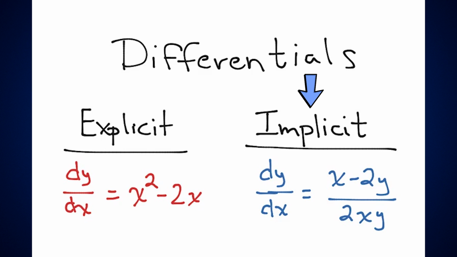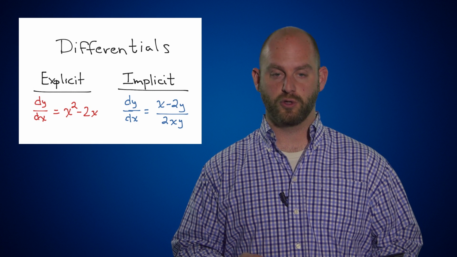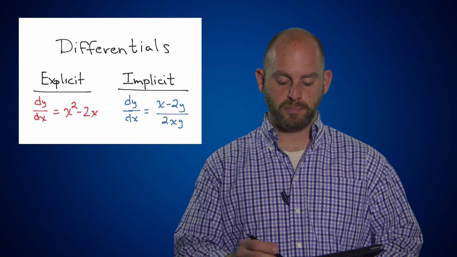In the second one, we're looking at an implicit differential. So we still have the change in y over the change of x, but it's now in terms of two variables. It's got x's and y's in the derivative. Today, we're just going to look at an explicit example.